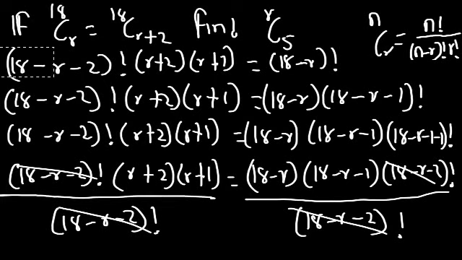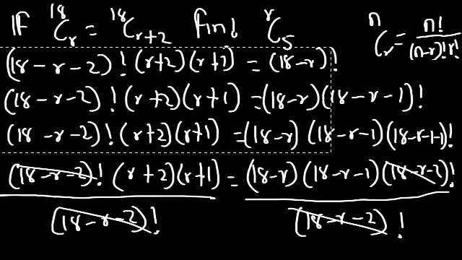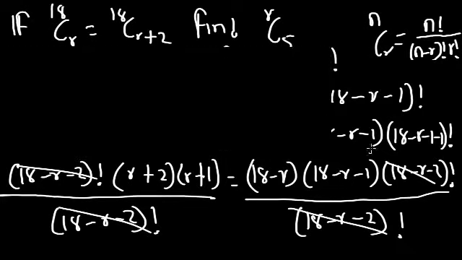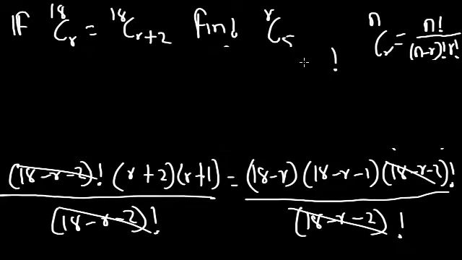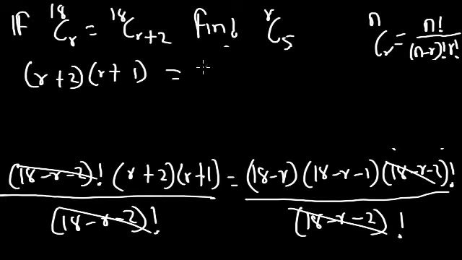So we are almost there. Fortunately enough, we have been able to get rid of all the factorials. So we are left with expressions without factorials. So let's simplify. Left over at the left hand side, we have r plus 2 multiplied by r plus 1. And at the right hand side, we have 18 minus r, then 18 minus r minus 1.